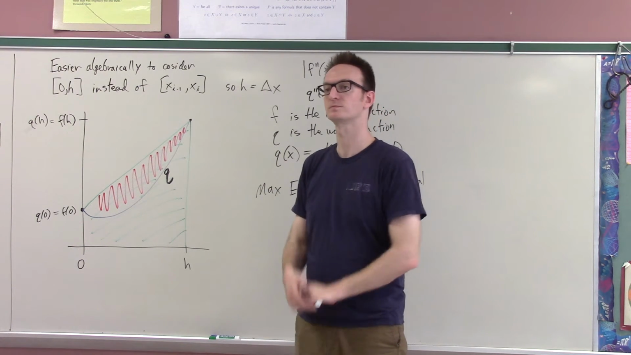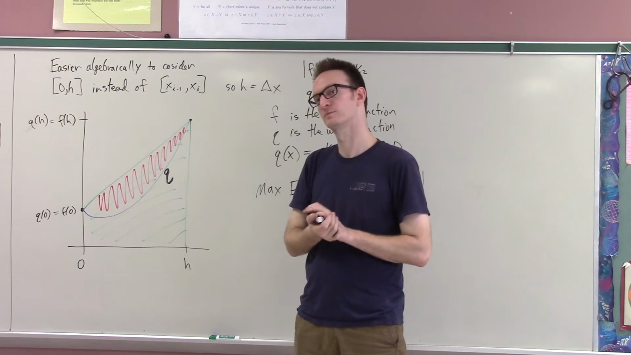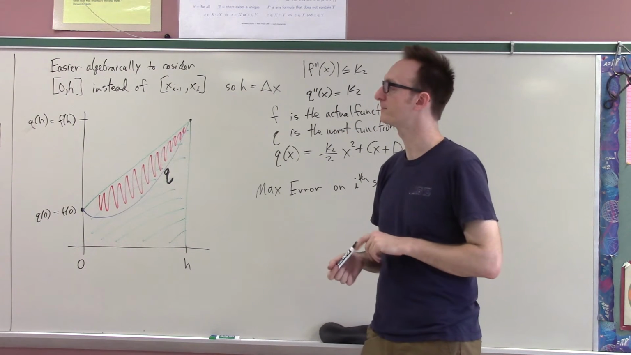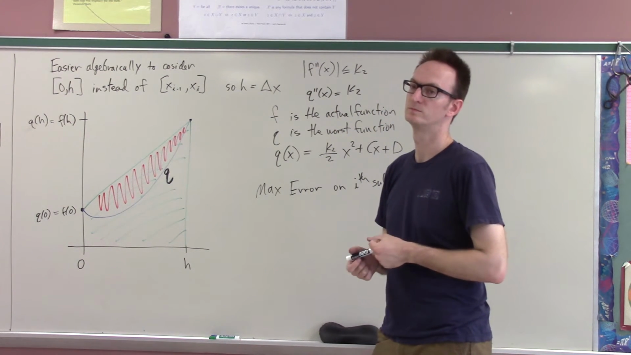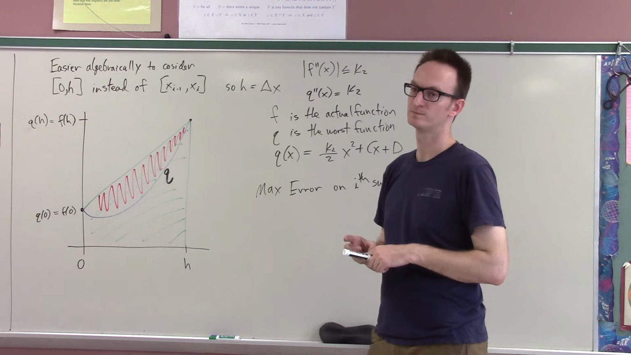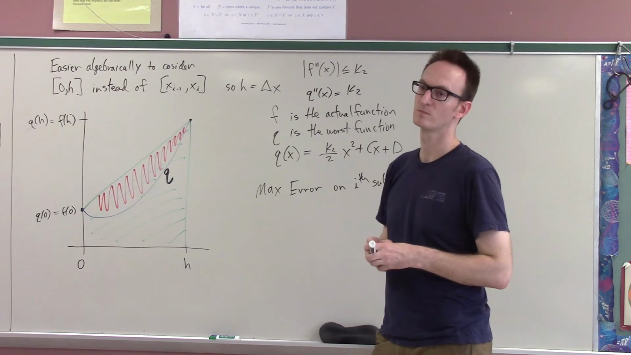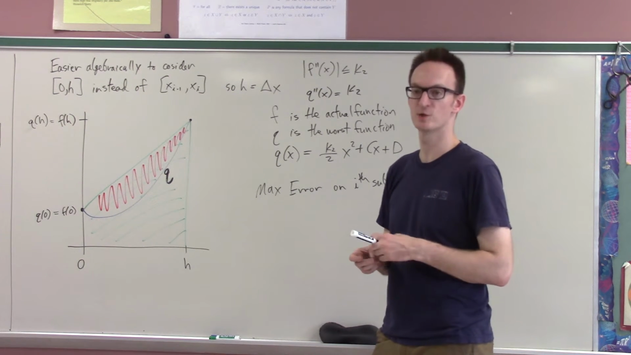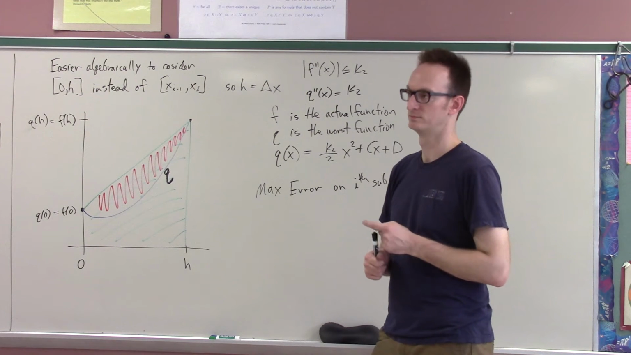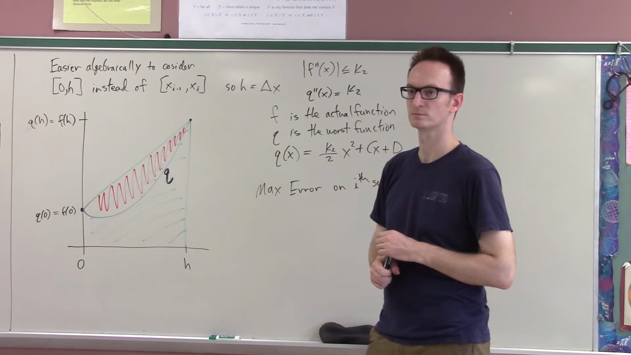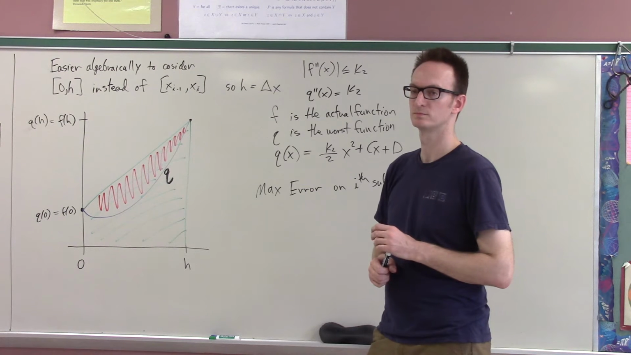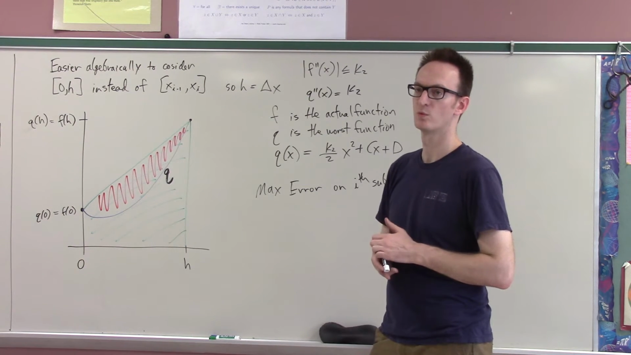I'm sorry. You're saying that if the maximum of the second derivative is k2, you're assuming that the worst possible function is when the second derivative is always that maximum. Is always k2, exactly. Yes. If at any point it's less than k2, but it's never greater than k2, then that function would not be the worst function.